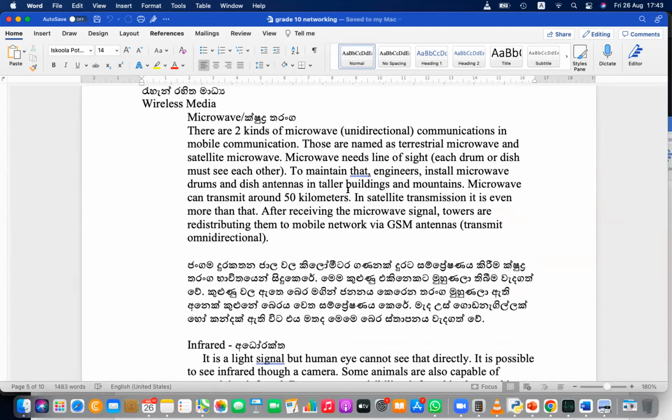Right? So actually this microwave can transmit over 50 kilometers. In satellite microwave it can transmit thousands of kilometers, right? That means it can go a very long distance. So that is the advantage of microwave.